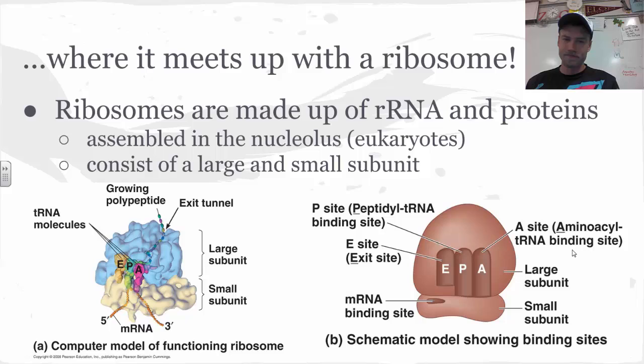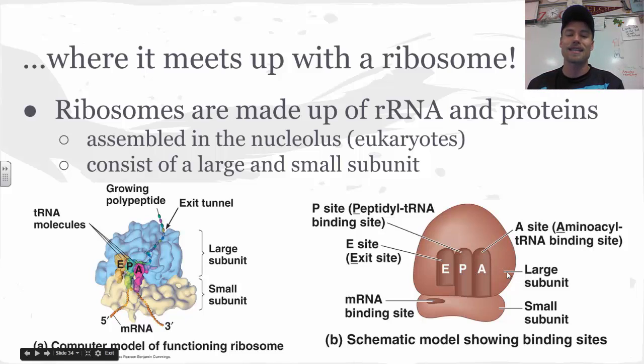up with a ribosome. And ribosomes are the factories of cells. They produce proteins, and they are made up of rRNA, which is ribosomal RNA, which makes sense, and proteins, and it is assembled in the nucleolus, only in eukaryotes, obviously, because the nucleolus is located in the nucleus, and it consists of a large and a small subunit. You can kind of see what that looks like over here. This is more the molecular structure. This is just kind of a diagram, and you can see the small subunit. The mRNA will bind to the small subunit first, and then the large subunit will kind of attach onto there.